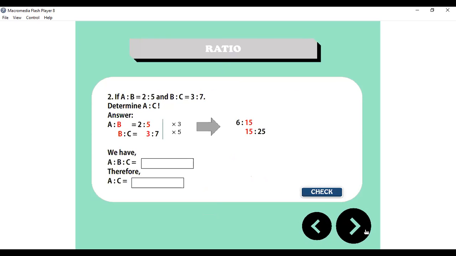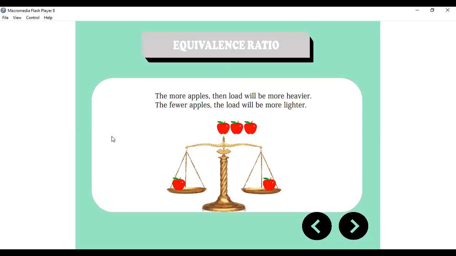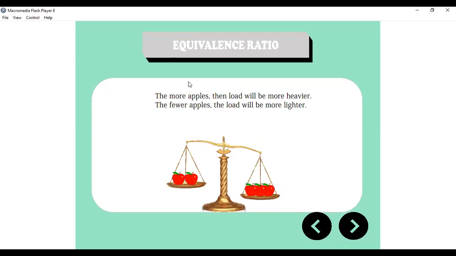I give the illustration of the equivalent ratio. I give the illustration of a scale with apples. The more apples on one side, the heavier the scale will be.